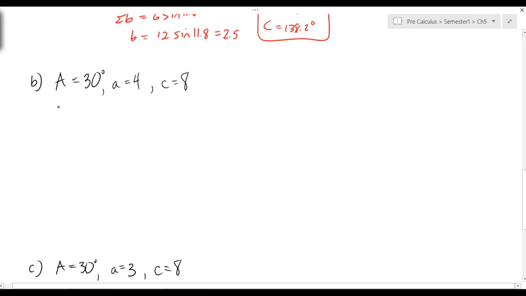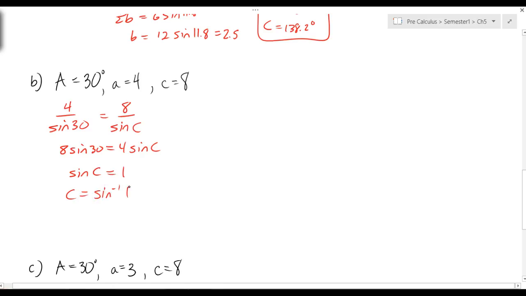So we'll go ahead and start this one using the law of sines again to find angle C. So we'll do the sine of A over side A equals the sine of C over side C. When you cross multiply, you have 8 sine 30 equals 4 sine C. So we have sine of C is equal to 2 sine 30, which we know is 1/2. So that would be 1. C is equal to the inverse sine of 1.